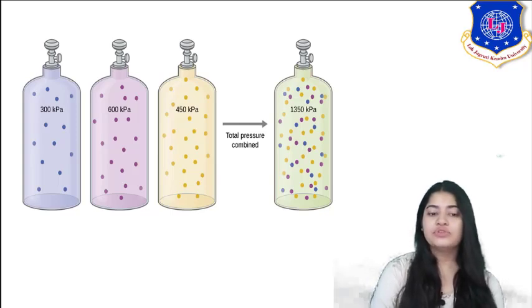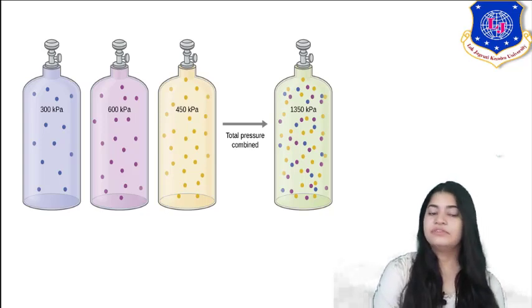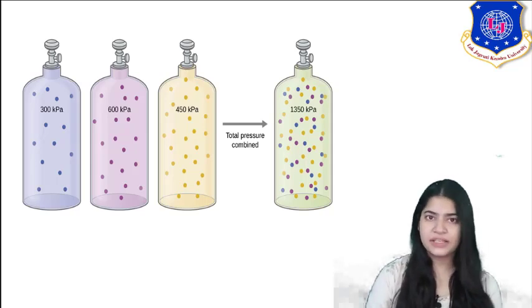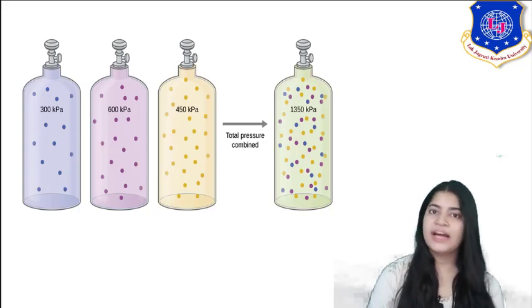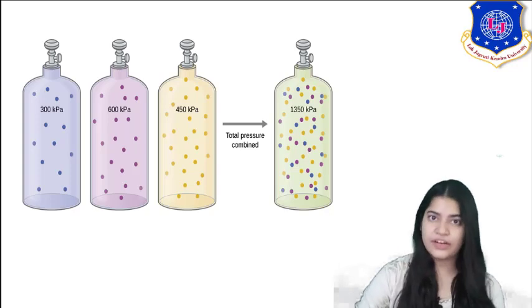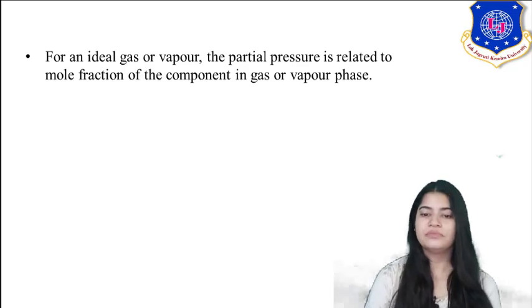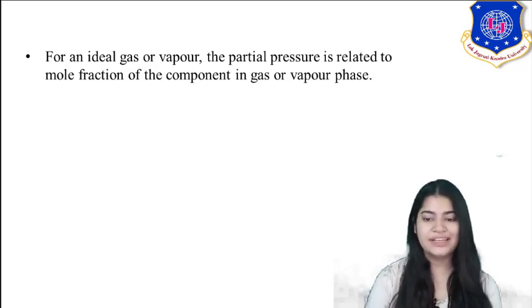Those were when they were individual, in the pure state, with no mixing, and the volume was the same. Now when I mix them, keeping the volume initially the same, I can say that the pressure exerted by those gases in the fourth cylinder, when they are in a mixture, is the partial pressure. For an ideal gas or vapor, the partial pressure is related to the mole fraction of the component in the gas or vapor phase.